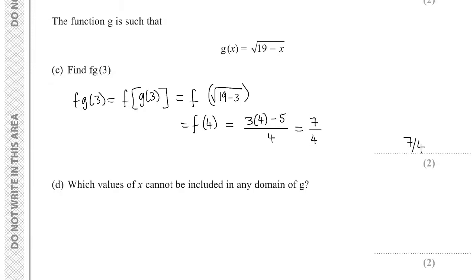Which values of x cannot be included in any domain of g? Well, here we need to say that we have a problem if we're taking the square root of a negative number. So if 19 minus x is negative, so if 19 is less than x. So we need to exclude the problematic values, which are anything which is greater than 19.